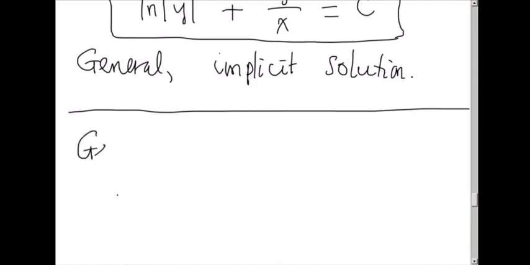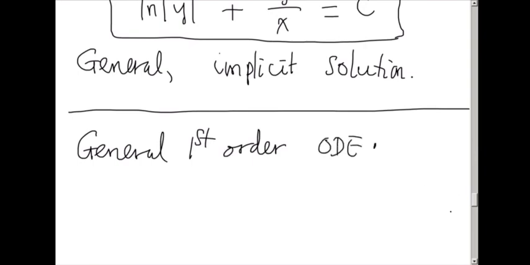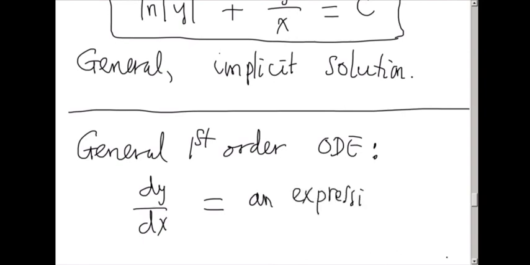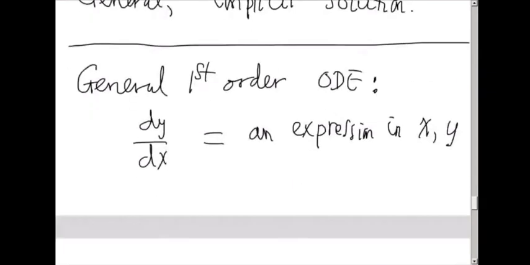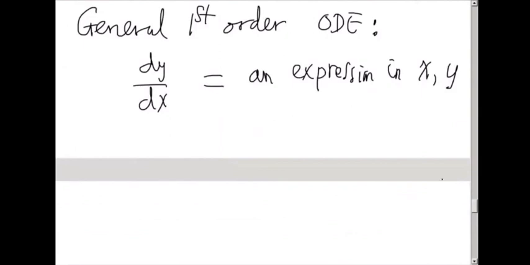So recall that a general first order equation is always of this form: dy dx equal to an expression in x and y. It could be a complicated expression. So whenever we have such an equation, how do we solve? The strategy that I would recommend you to do is this.